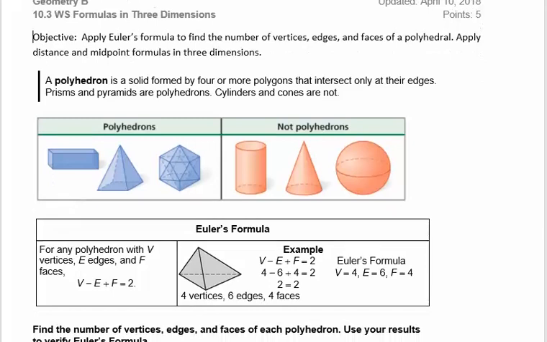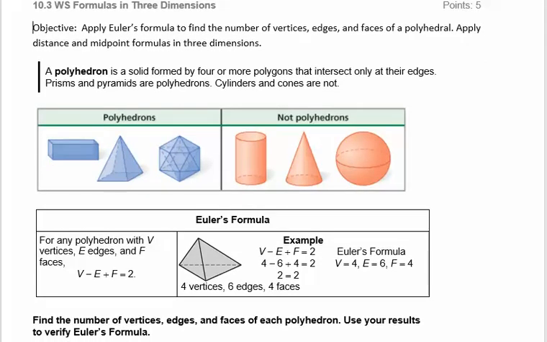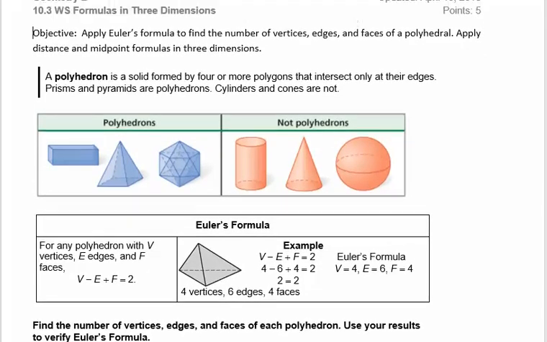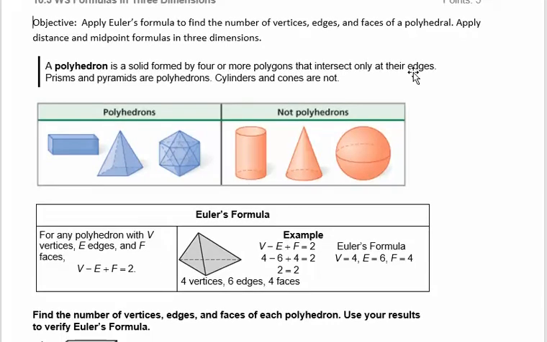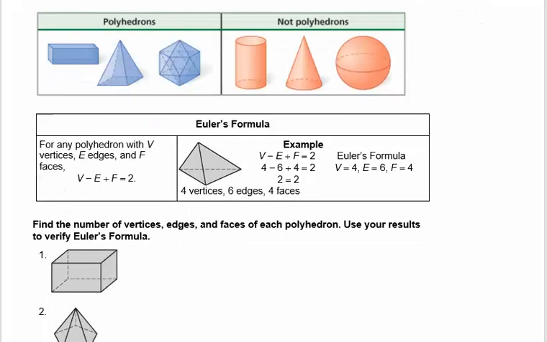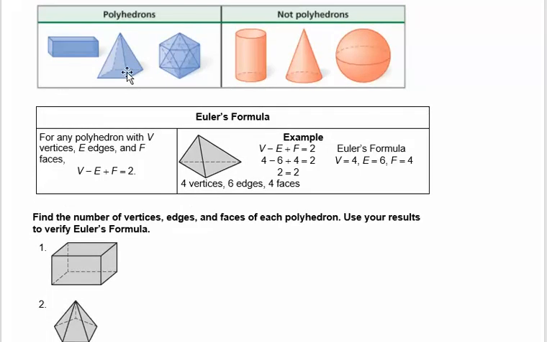The last couple we just looked at different ways of viewing three-dimensional figures. Now we're going to actually calculate some different things about those figures. So first we're going to talk about the definition of polyhedron: a solid formed by 4 or more polygons that intersect only at their edges. Prisms and pyramids are polyhedrons. Cylinders and cones are not, because cylinders and cones have parts that are not polygons. A sphere is not a polyhedron. So every face has to be a polygon.